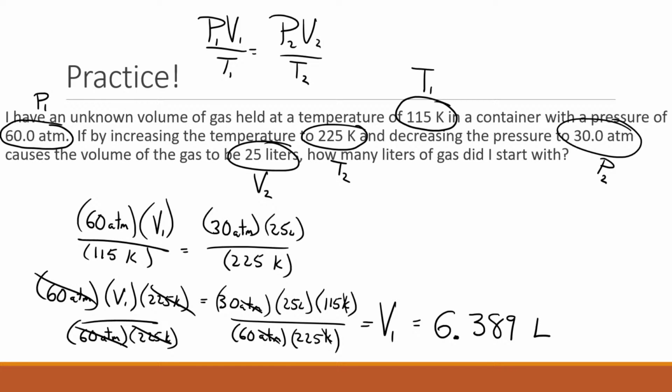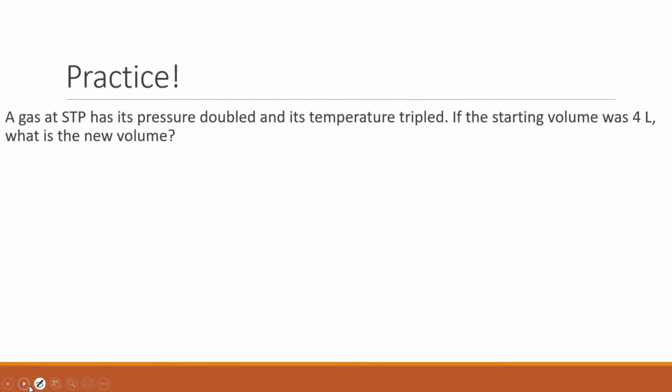As far as gas law problems go, that one's fairly straightforward. They gave us 5 numbers, and there's only 6 variables, so they gave us 5 pieces to solve for 6. What if they're a little bit trickier? Let's look at this problem. A gas at STP has its pressure doubled and its temperature tripled. If the starting volume was 4 liters, what is the new volume?